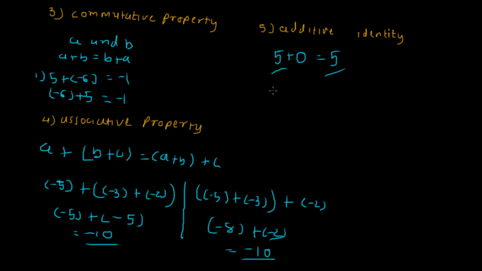Let's take an example, -8 plus 0. So guys, what do we get? The answer will be -8 only. So we are getting the same answer. Another, okay, -23 plus 0. What will we get? -23. So guys, this is also the same. So 0 is the additive identity for the integers.